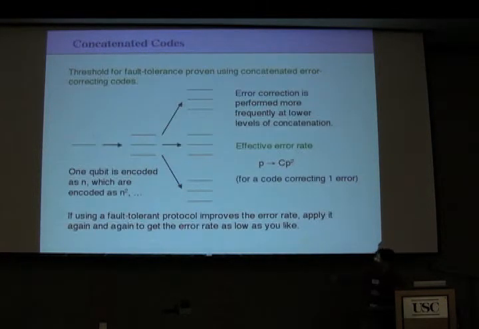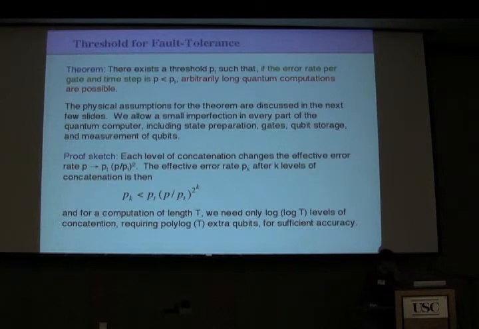So going back, remember we said that p goes to c times p squared. So let's rewrite that. You notice that if c times p is less than 1, that's the condition for this cp squared to be less than p. So let's rewrite c as 1 over p sub t. And what we find is that p goes to p sub t times p over p sub t squared. So if we do that once, that's an improvement. If we do it again, well, now it's going to be p over p sub t to the 4th. And if we do it again, it's p over p sub t to the 8th. And every time we do that, we square it again.